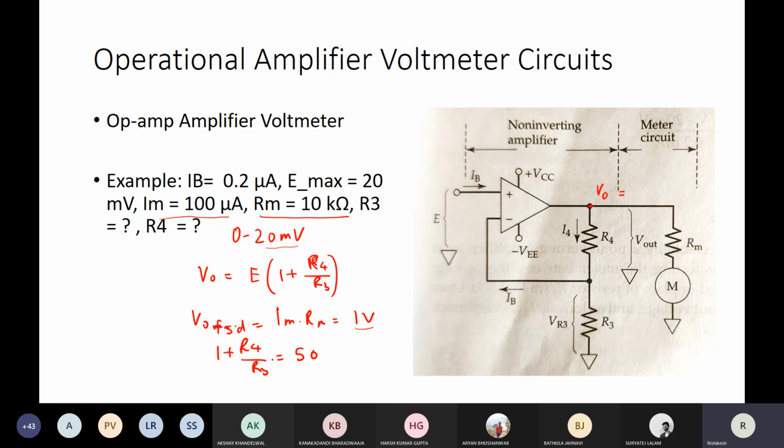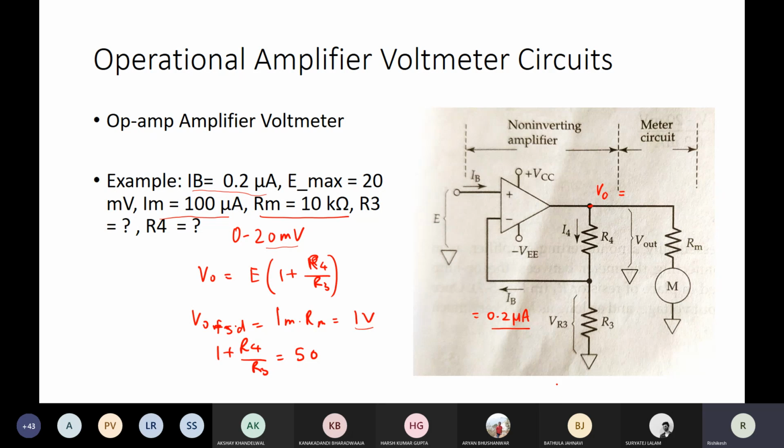So how are you going to choose this resistance? Because neither R3 nor R4 is given, but an extra piece of information is also given, that is the bias current associated with the negative input terminal of the op-amp, which is given as 0.2 microampere. Ideally it should have been 0, but it is very low in comparison to the current which is flowing through these resistances.